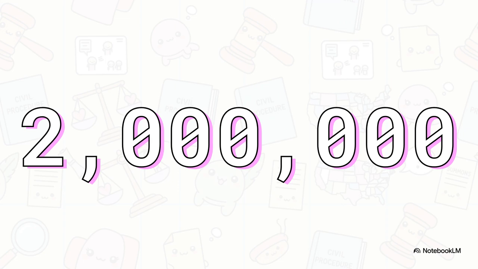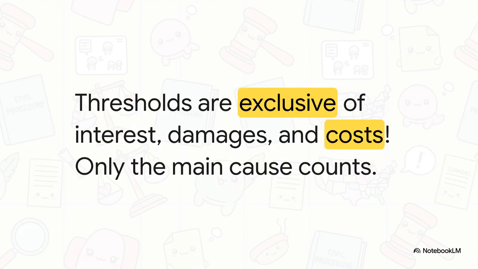Notice that the absolute magic phrase for that 2 million peso boundary is does not exceed. If a claim is exactly 2 million pesos, it stays right there with the first-level courts. Examiners are going to try to confuse you. They'll make the claim exactly 2 million, or maybe 2 million and 1 peso, just to see if you bite. Stick rigidly to that does not exceed rule. But wait, there is a massive bar trap here you need to watch out for. That 2 million threshold is strictly exclusive of interest, damages, attorney's fees, and costs.